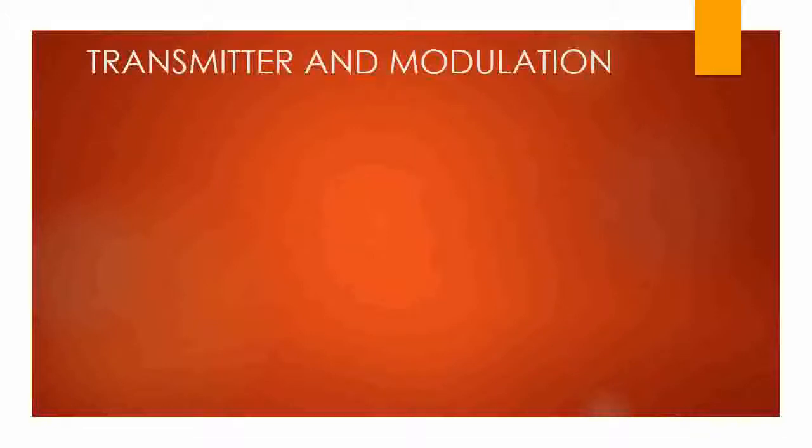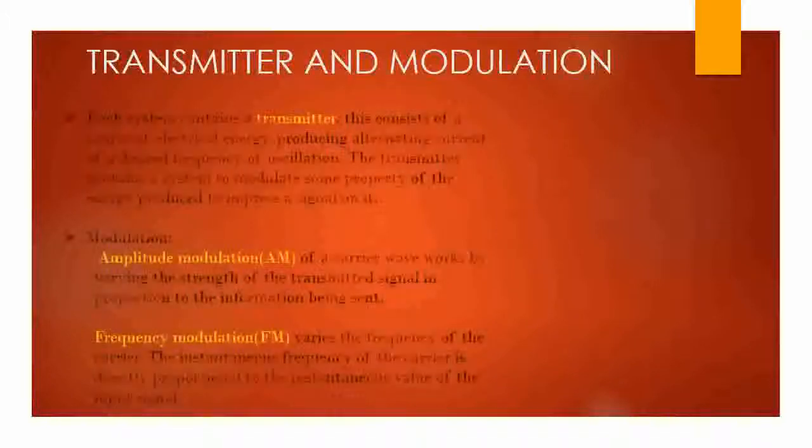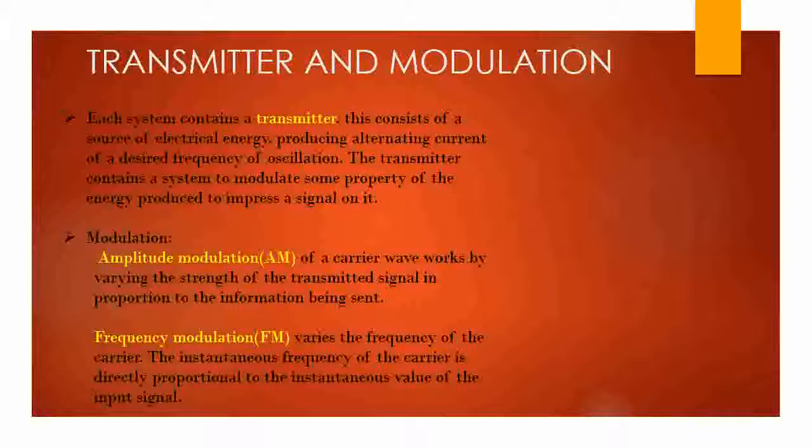The first element is transmitter and modulation. Now, the function of a transmitter is to convert the electrical signal into radio waves and transmit it in the air, before which the wave goes to the modulator for modulation.